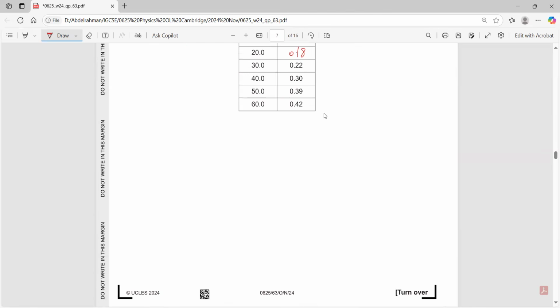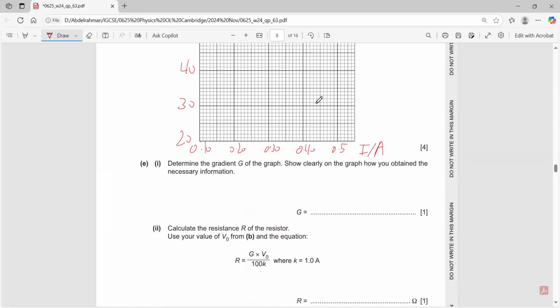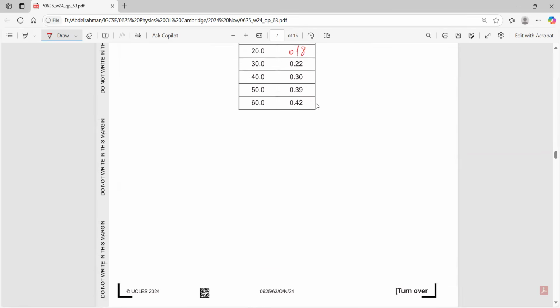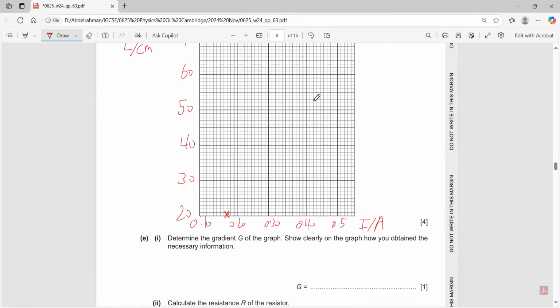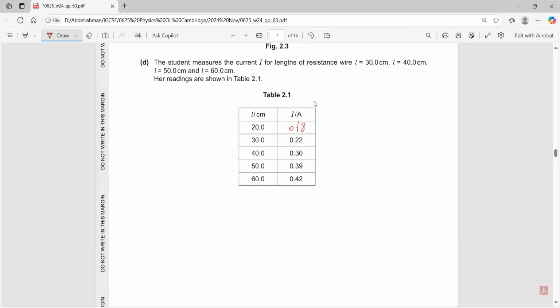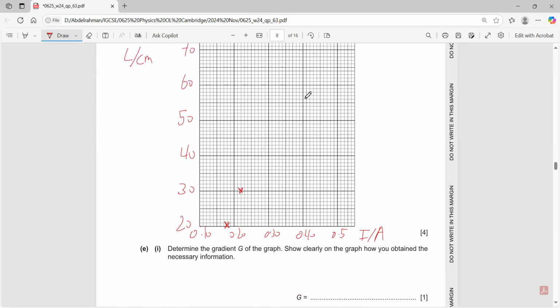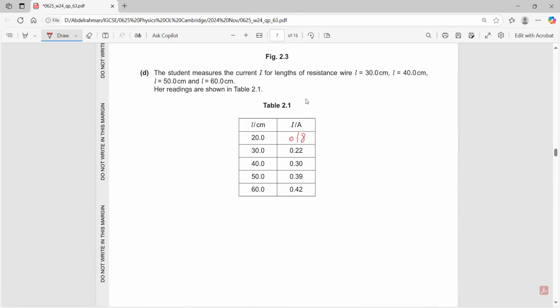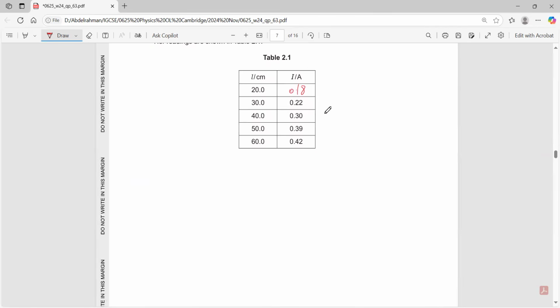First point was 0.18 and 20, which is over here. And then 22 and 30, right over here. So this is 22 and 30. Next point is 30 and 40. This is easy. Again, you need to use small x's. Make sure your pencil is quite sharpened.